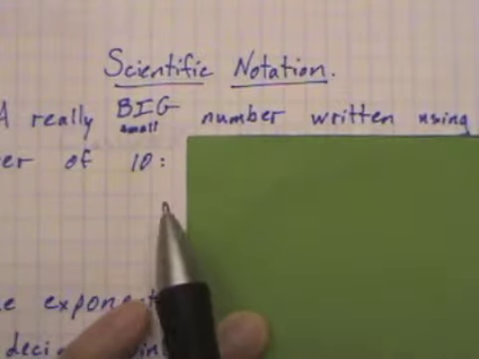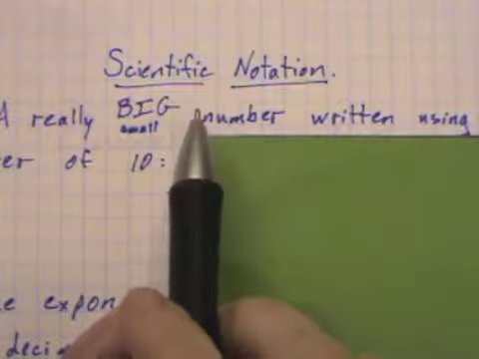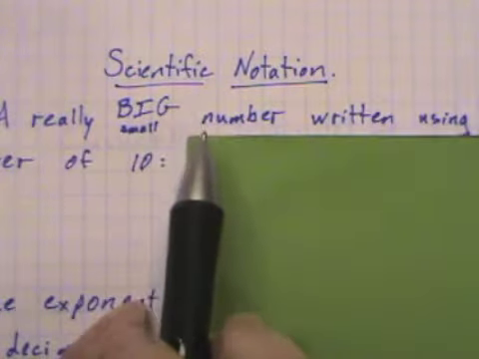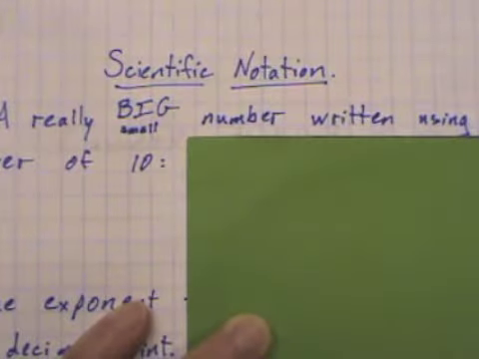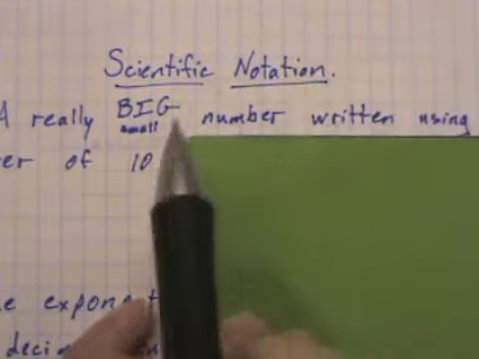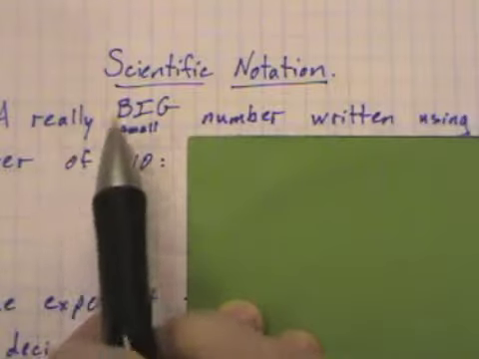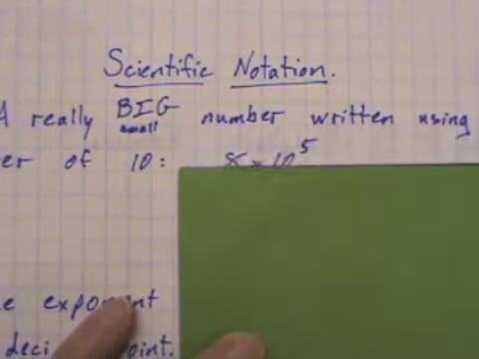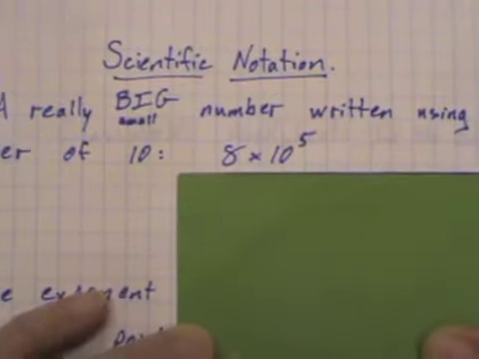Okay, I'm kind of hoping that you know this already. If I know Kathy, I suspect you've used it somewhere before. Scientific notation gets tossed in with your lesson on exponents because it involves using exponents. Scientific notation is simply a really big or a really small number written using a power of 10. For example, 8 times 10 to the 5th.